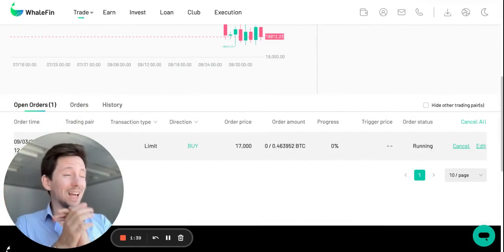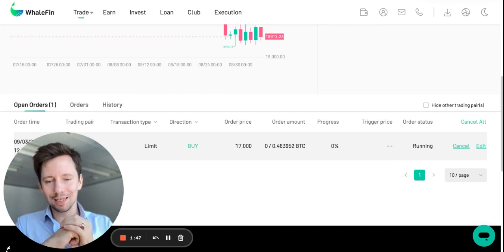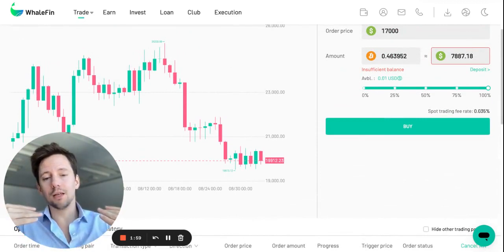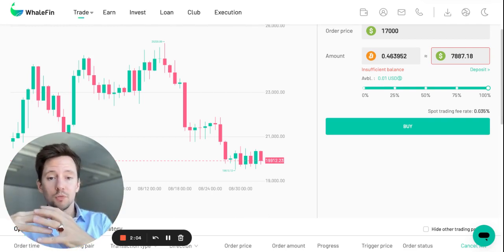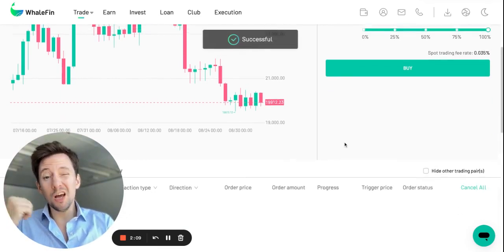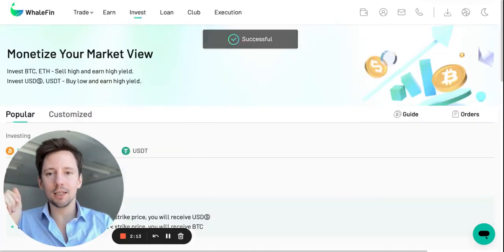Is there anything wrong with this? Absolutely not. It's kind of my way of trading. That being said, the inconvenience is that you're not monetizing the base capital of your order. That 7,887 is locked into that order and you're waiting for the market to potentially hit that 17,000 limit price or not. But either way, whether it hits it or not, while the order is pending, you're not monetizing your capital. Now I'm going to show you a way that I think is better to put something very similar, but to monetize your market view.